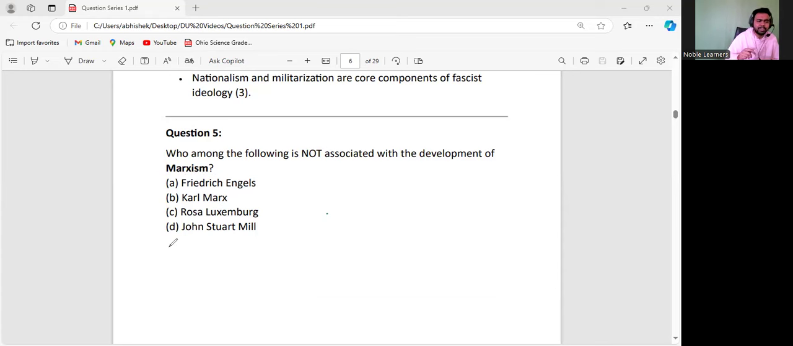Mill belonged to classical liberalism. Remember this point: Mill supports negative liberty, not positive liberty, because NTA marks Mill under negative liberty. If you read OP Gauba, he says that John Stuart Mill is related to positive liberty. I'll explain this concept later on, or you could join our course for understanding these in detail.